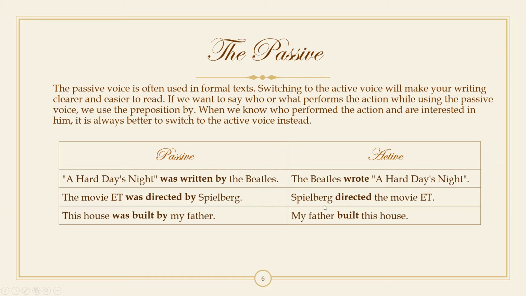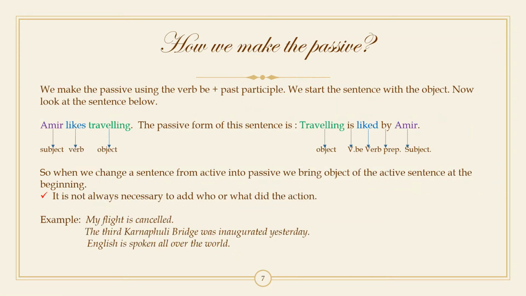In the same way, Spielberg directed the movie E.T., My Father Built the House. But whenever we transform these two sentences into passive, the passive forms won't give a clearer idea. Like the movie E.T. was directed by Spielberg. This house was built by my father. So we had better say my father built this house instead of this house was built by my father. We make the passive voice using the verb be plus past participle.